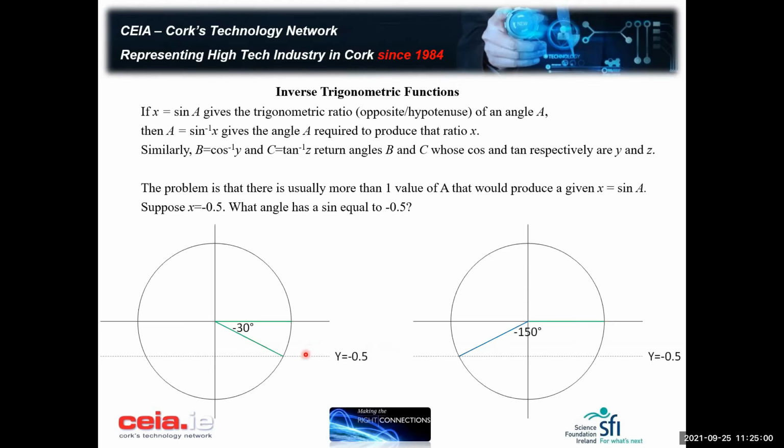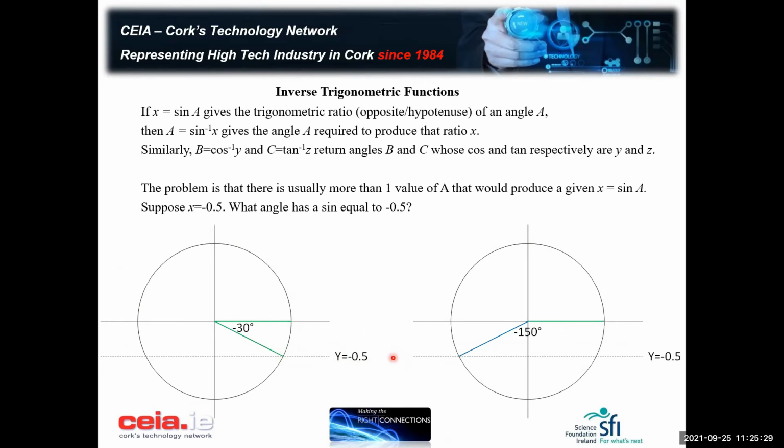And in fact, there are more than that, because if you were to rotate this angle around by 360 degrees, it would bring you back to where you were. So if you add 360 degrees onto this angle, you end up with another angle that still has a sine of minus 0.5. And similarly, you could rotate this one around 360 degrees and get back to where you were and still have the same sine.